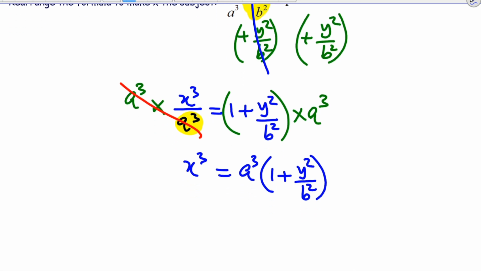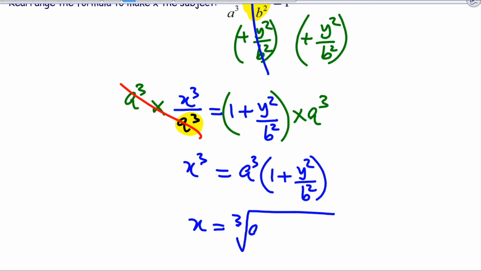And then the final solution will be x, the opposite of cubing is cube root, so the cube root of a cubed into 1 plus y squared over b squared. And that will be our final solution.